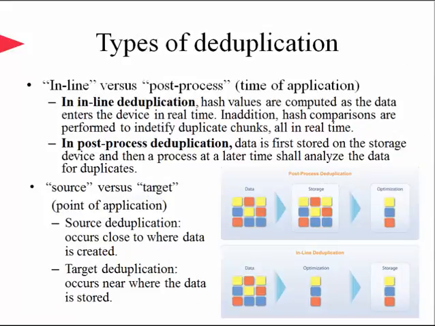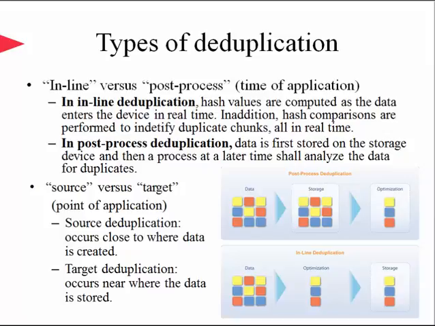Okay, so we can classify deduplication either based on the time of application or point of application. Depending on when the chunking and the hash calculations are done, deduplication can be inline or post-process. If it's performed all in real time, it's known as inline. On the other hand, in post-process deduplication, data is first stored on the storage device and then processed at a later time, when we analyze the data for duplicates. But that happens some time later.